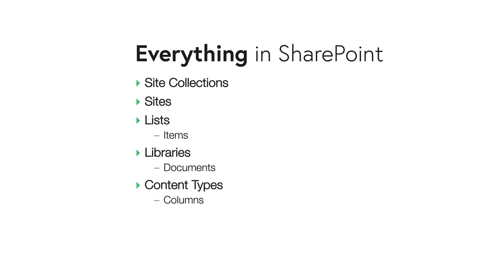So just to summarize, everything in SharePoint has to do with site collections, sites, lists and their items, libraries and their documents, and content types and their columns. If you can wrap your head around these few things on this slide, then you're going to be in really good shape anytime you work with SharePoint. And yes, there's some ambiguity. Sometimes it's hard to tell based on the context what's going on in SharePoint, but the good news is it really boils down to just a few things.